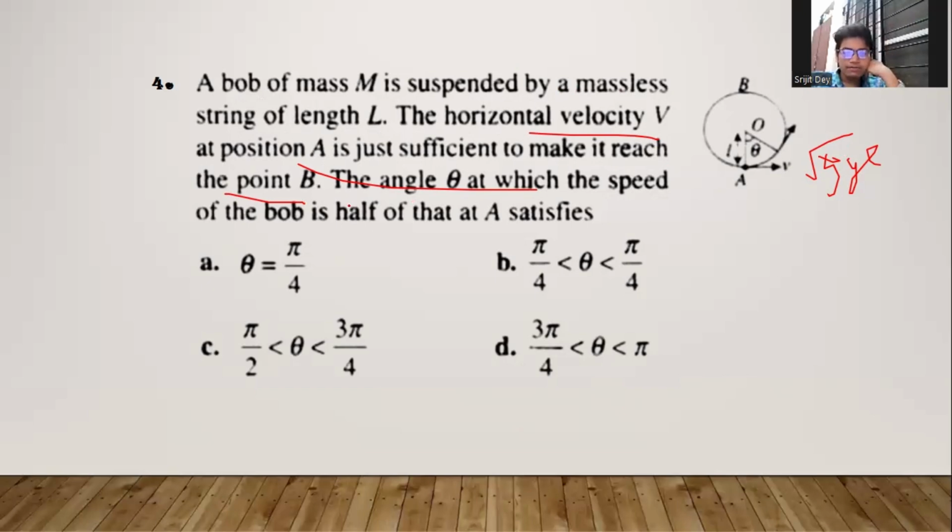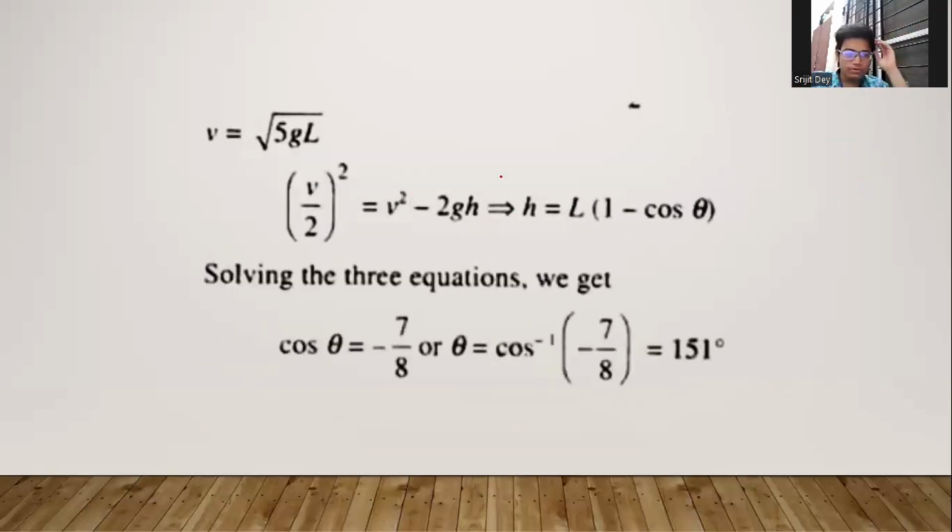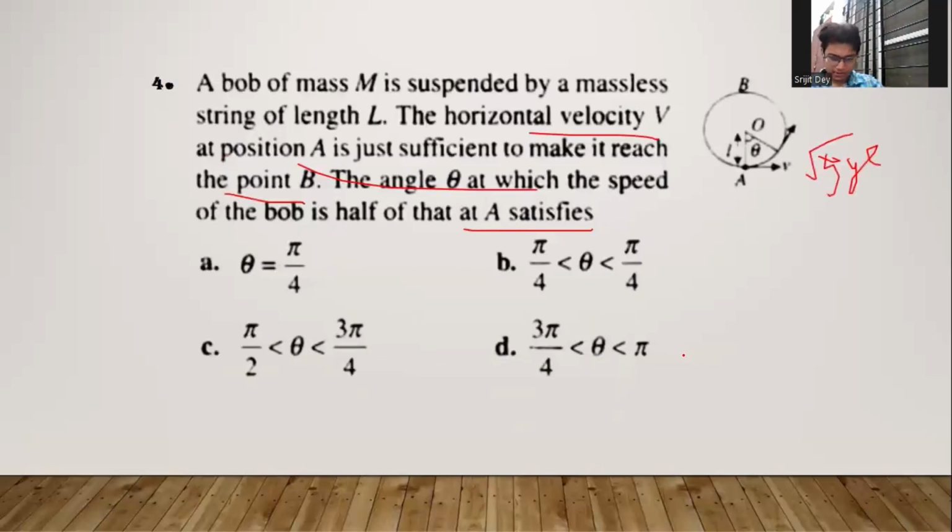So now here they have said the angle theta at which the speed is half of this. So there's nothing much to do. You just need to do force balance. So basically over here you will get your h equal to L minus L cos theta. That is, you will do energy balance. This will be your mgh, basically your potential energy, and this will be kinetic energy, which will be half of this. Okay. Now, if you solve the equation, you will get theta as 151 degree. Thus, 151 degree means this will lie in this region. So answer is D.